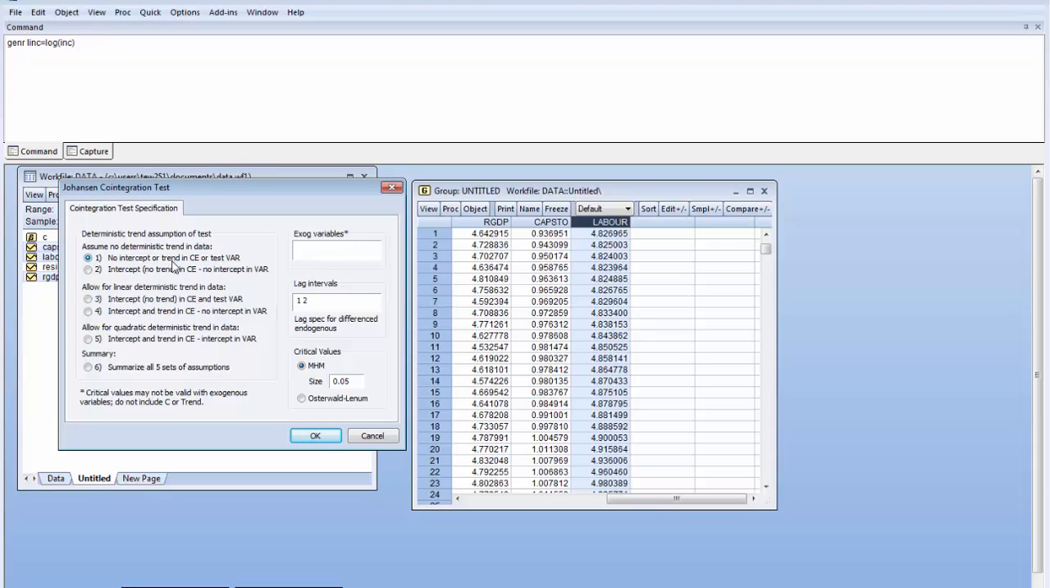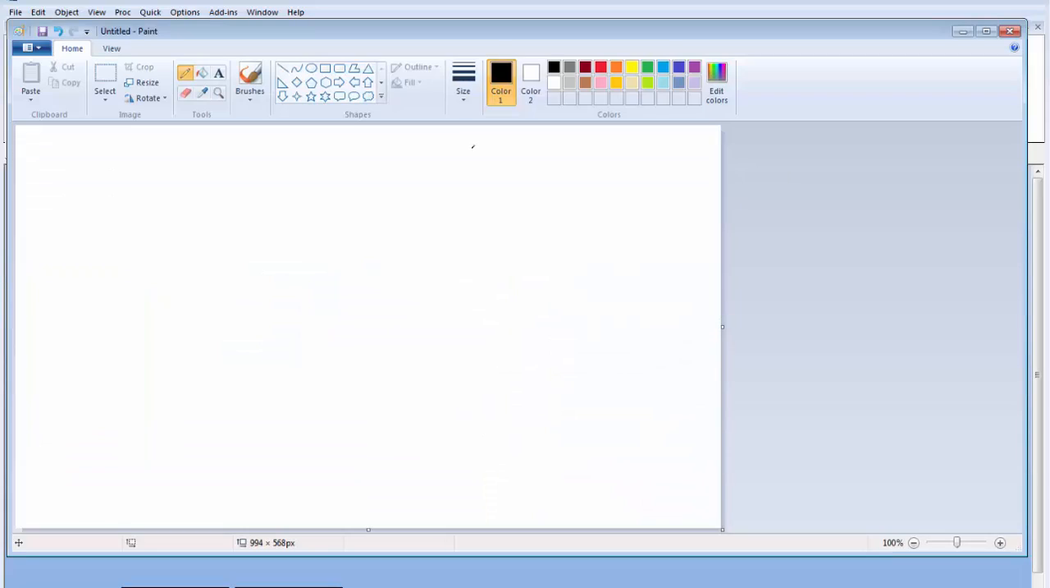It says no intercept or trend in cointegrating equations, so this is your long run equation, or in the VAR. This is when you are looking at the first differences in the VAR system. Let me open this quickly to show what the first one means. Usually when you run an error correction model, this is the sort of model you get: alpha, which is your adjustment coefficients.